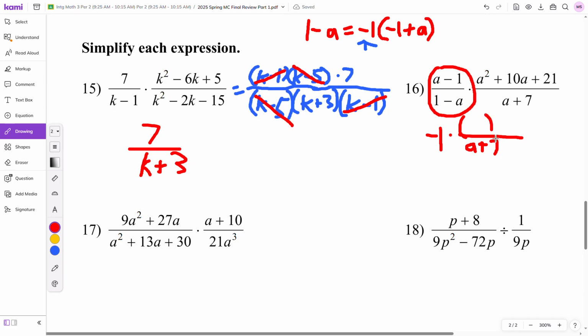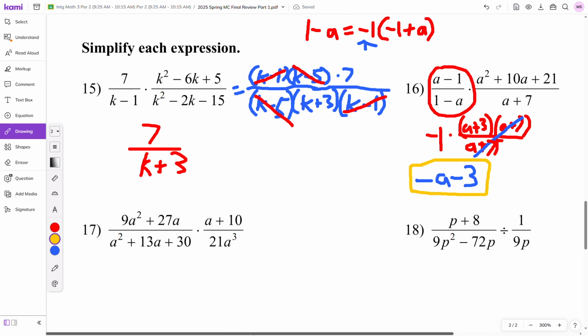And on top, we have a plus 7 times a plus 3. And so I get that, and a plus 7. Those are going to cancel. Man, that's an ugly 7. I apologize for my handwriting. At least I got to cross it off. It's gone. So the answer is -1 times a plus 3, which is minus a minus 3. And that's our answer for number 16.